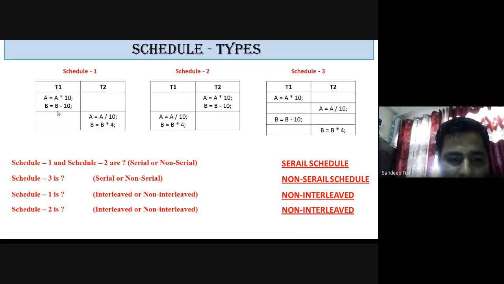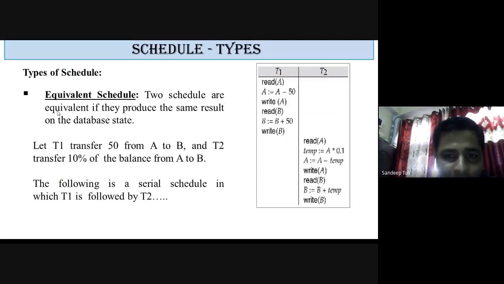So now we are moving on to the next type. We have seen 3 different types right till now: complete, serial, and non-serial. The next type of schedule is the equivalent schedule. Again, it is a very important kind of schedule. Equivalent schedule means 2 schedules are equivalent if they produce the same results on the database state. Right now you will not see this diagram, you just concentrate on the text.